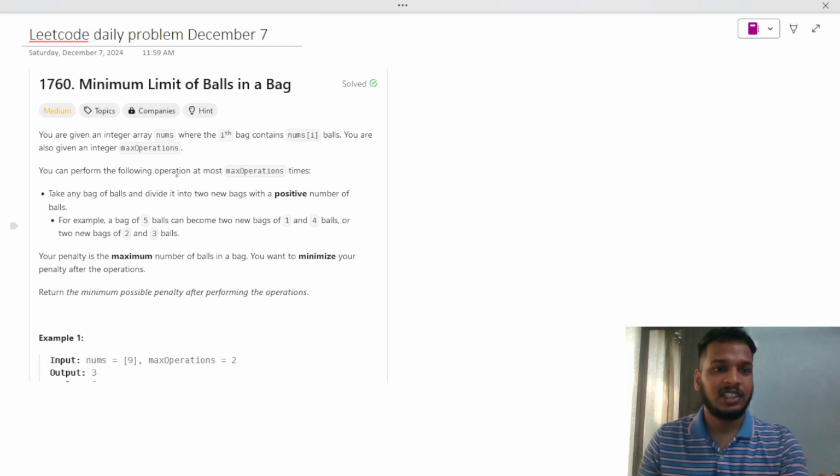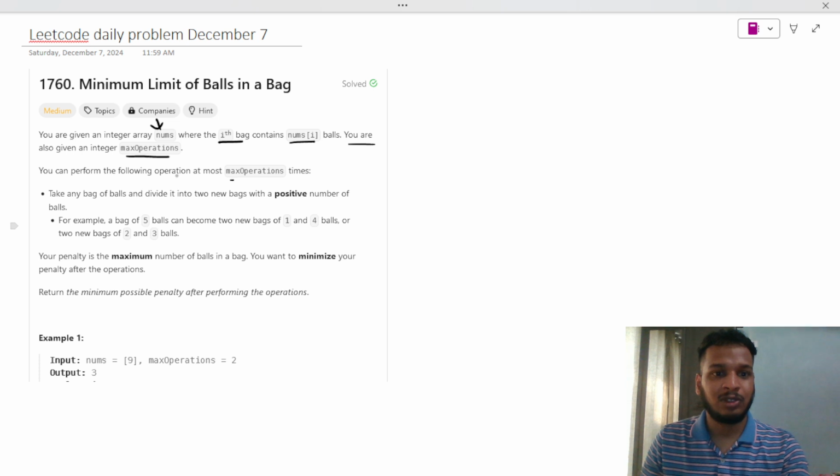Let's solve today's LeetCode problem, December 7, 1760: Minimum Limit of Balls in a Bag. You are given an integer array nums where the ith bag contains nums[i] balls. You are also given an integer maxOperations. You can perform the operation at most maxOperations times by following this rule.